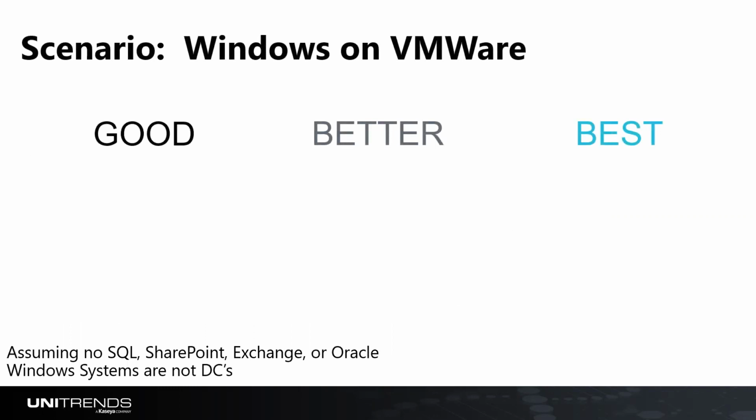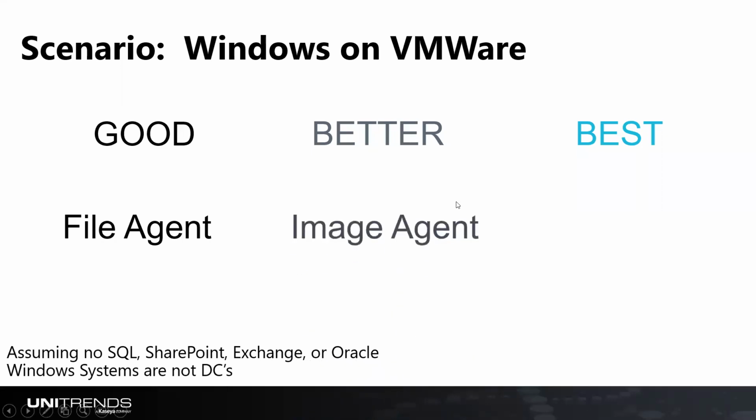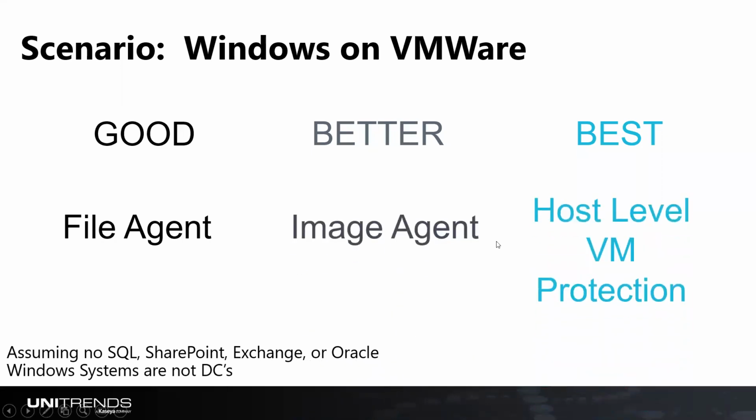In this first scenario, we're looking at a Windows server living on VMware. The good, the better, and the best, we start with the file agent. When we look at the better option, the image agent will come in next. And then the best option is a host level VM protection.